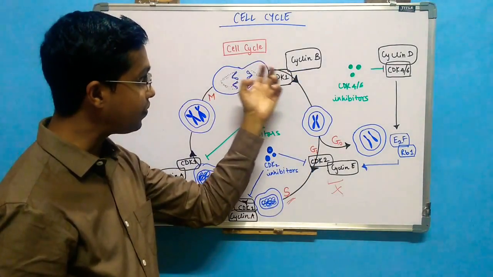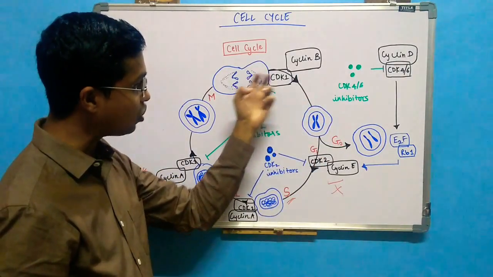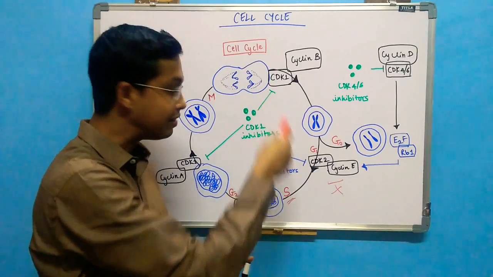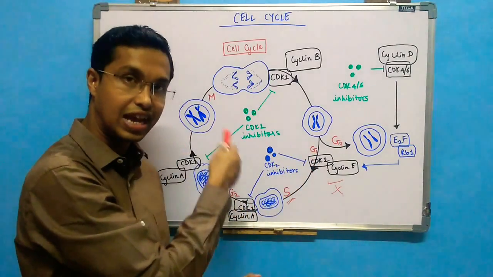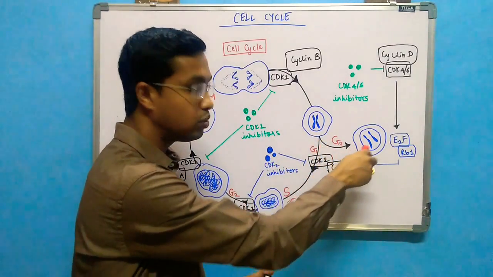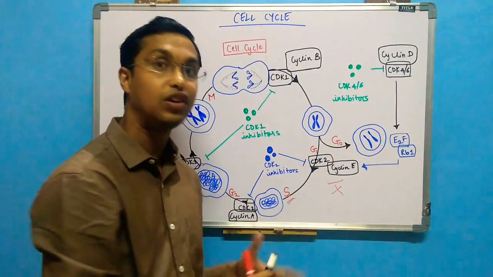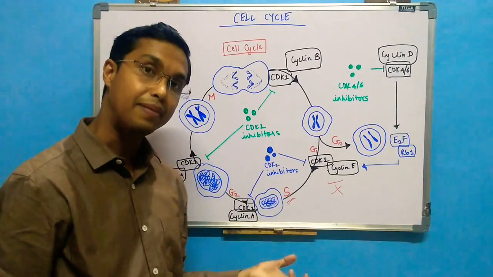Now remember that after the completion of mitosis, the cell can either enter into the cell cycle again, that is G1 phase, S phase, G2 phase and so on, or the cell can go into quiescence, which is G0 phase, and the cell will not divide. It depends on the requirement of the cell.